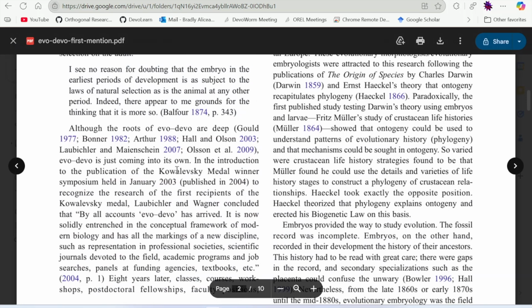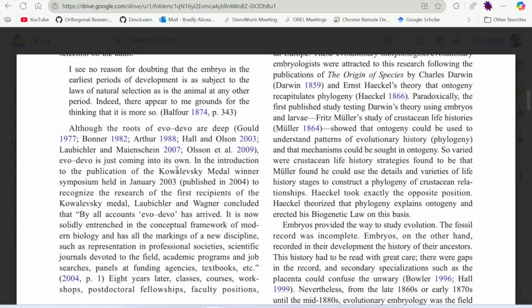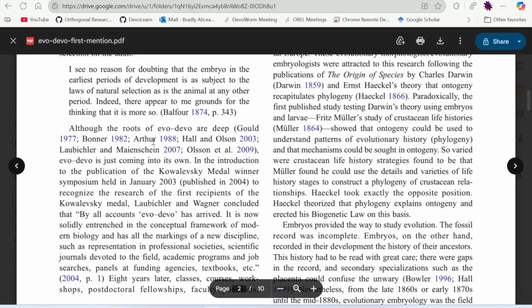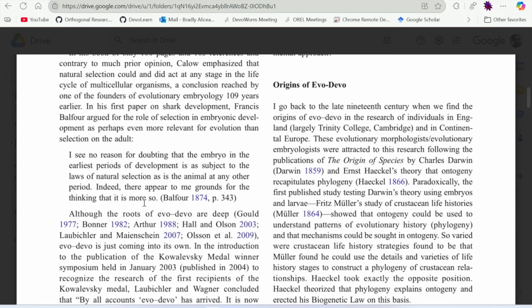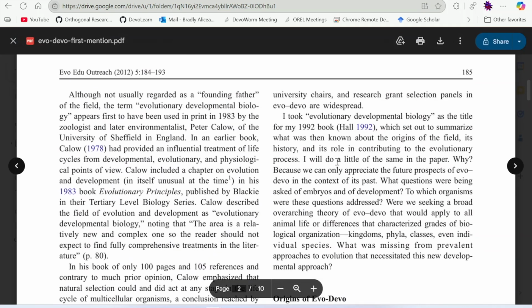So there are people like Stephen Jay Gould in 1977 who proposed these connections between development and evolution. You had Bonner in 1982, and you had other people who published things in the 80s through the teens, as this paper cites, as the roots of EvoDevo. And so, there were a number of different people who did seminal early work in this area.